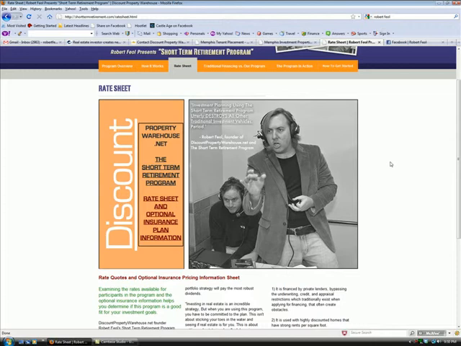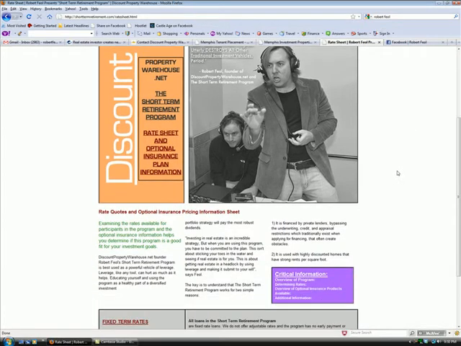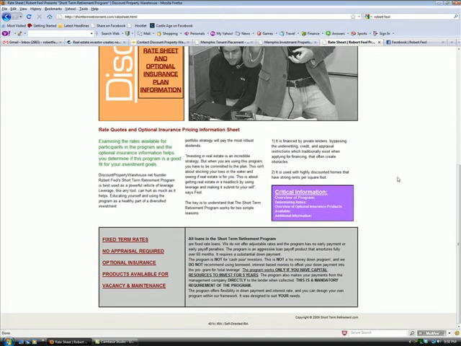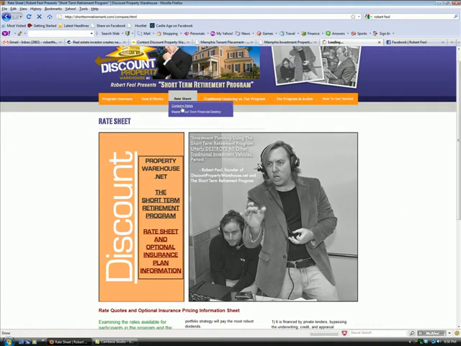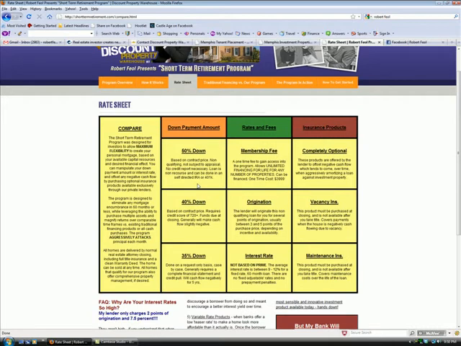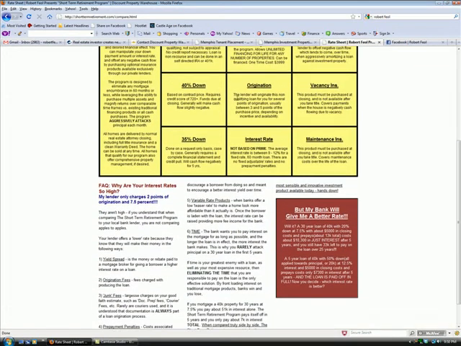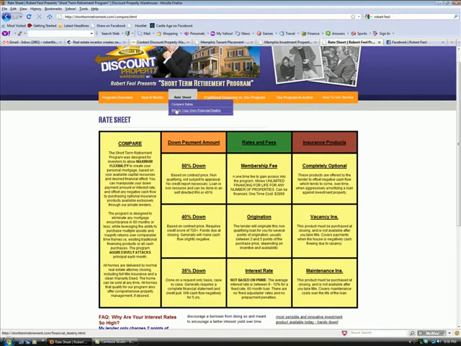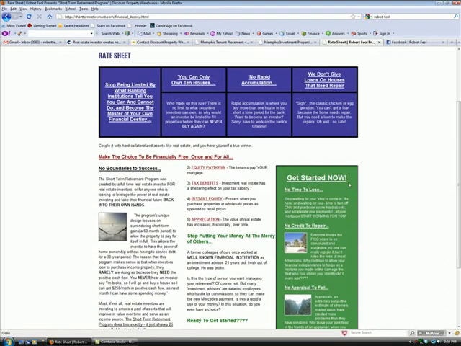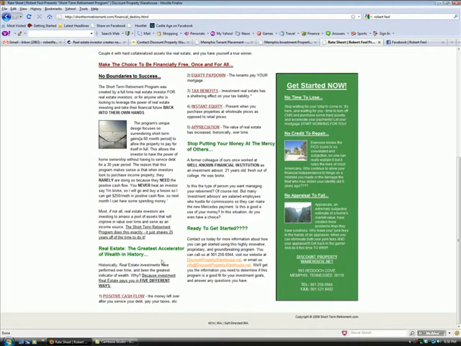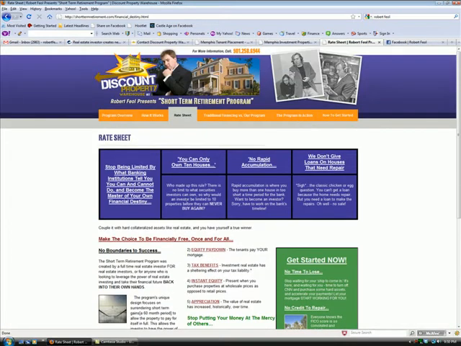But if you purchase the optional products, you're writing one check for a 5-year period with very few exceptions. You won't have any expenses to pay. And that's what this is about. It talks about the rate sheets, the rates, the different down payment amounts, answers some frequently asked questions, and also talks a little bit about how you can use this program to have total control of your income within 5 years.